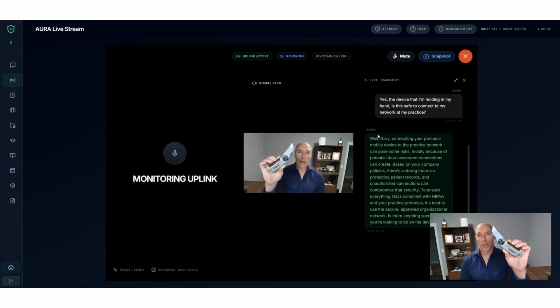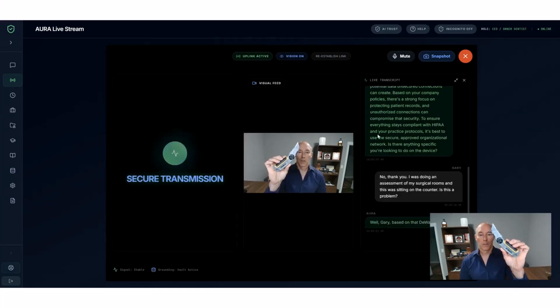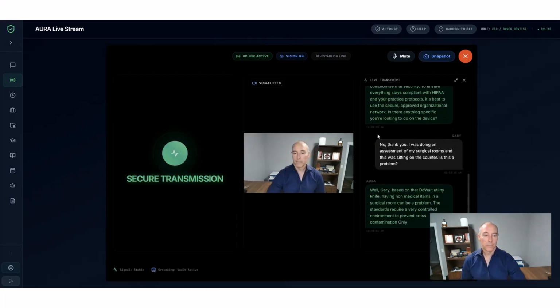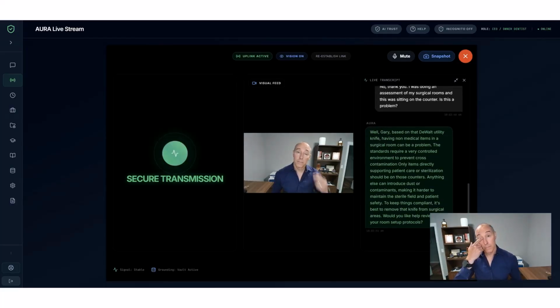No, thank you. I was doing an assessment of my surgical rooms, and this was sitting on the counter. Is this a problem? Well, Gary, based on that DeWalt utility knife, having non medical items in a surgical room can be a problem. The standards require a very controlled environment to prevent cross contamination. Only items directly supporting patient care or sterilization should be on those counters. Anything else can introduce dust or contaminants, making it harder to maintain the sterile field and patient safety. To keep things compliant, it's best to remove that knife from surgical areas. All right. Would you like help reviewing your room setup protocols?